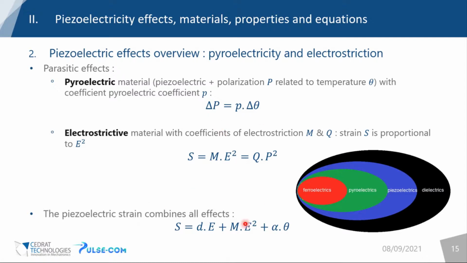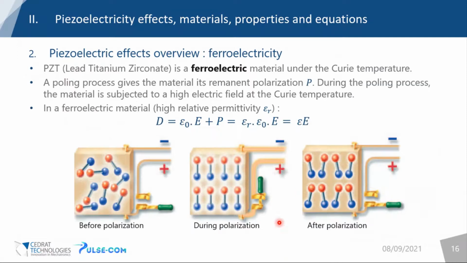And the piezoelectric strain combines all of those effects. So you can sum the converse piezo effect, the electrostriction, and the pyroelectric effect. And finally, the piezoelectric material, which is often called PZT or PZL, or lead zirconate titanate, is a ferroelectric material. So we have to give this material a remnant polarization.